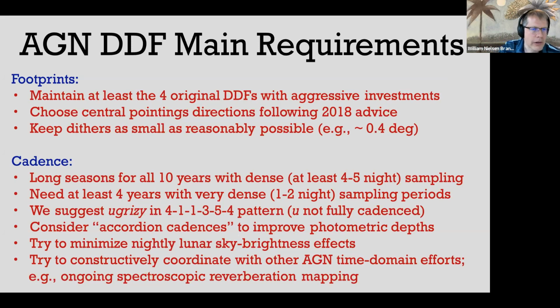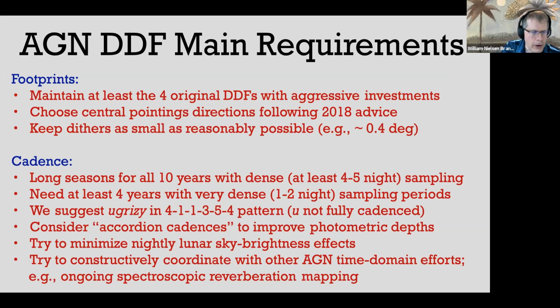We also then would like at least 4 years of the 10 to have periods of very dense sampling. And this is to enable the accretion disk reverberation mapping where the lags are known to be quite short. There we're talking about sampling like every 1 to 2 nights to the extent that weather allows. And we've shown with simulations that you should be able to do successful AGN accretion disk reverberation mapping if you have sufficiently dense sampling for sufficiently long periods of time.